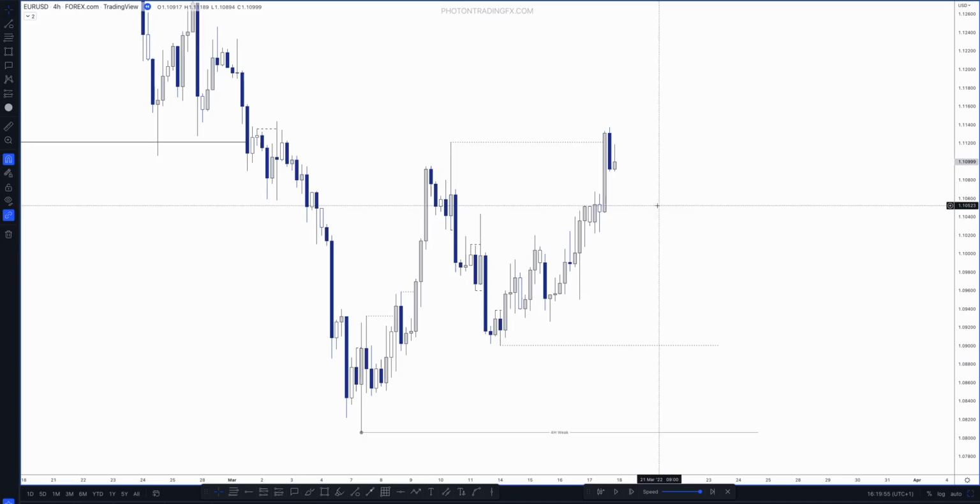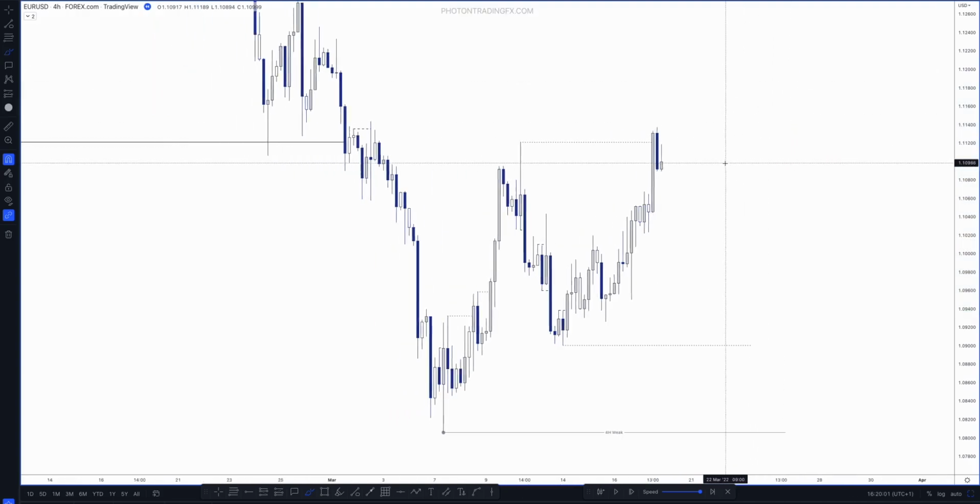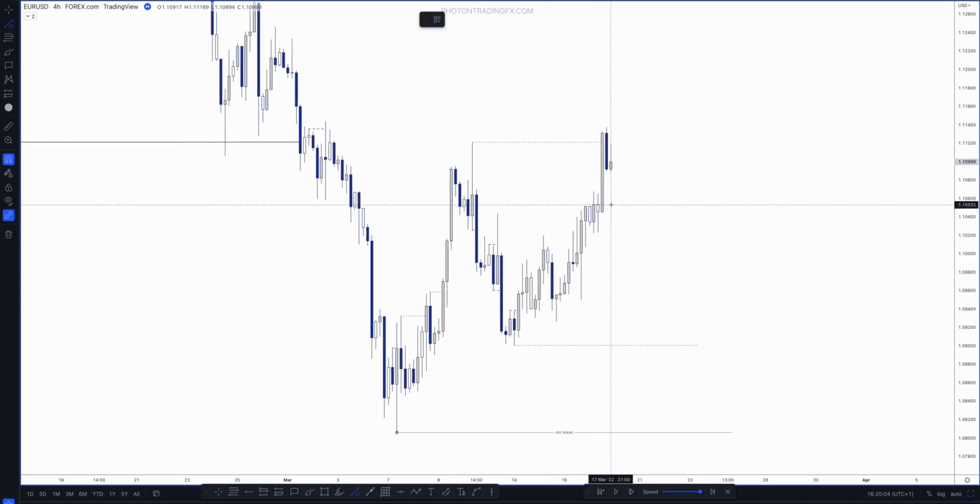So now the expectation from an internal structure perspective would be what? That this low will hold, right? Price will pull back, and then we'll get another continuation of the high, right? And yeah, that's basically the framework.